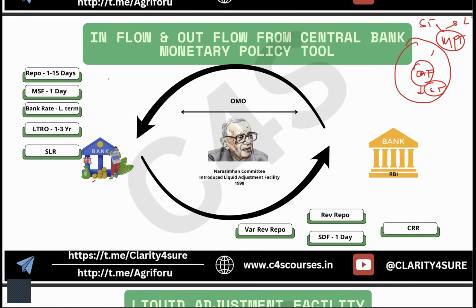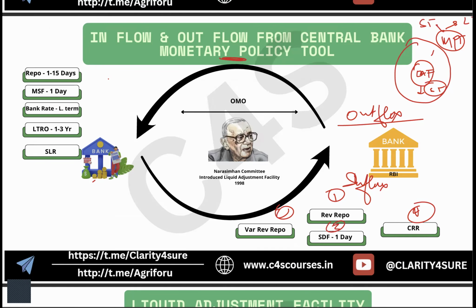Now, when we say this monetary policy tool, this tool helps in both influx of money into the RBI and outflux of money out of the RBI. When we say influx, that is money is coming, from which modes it is coming, which monetary policy tool we are using. The first is the reverse repo rate, right? The second is your variable reverse repo rate. The third is your SDF, standing deposit facility. And the fourth one is your cash reserve ratio. I will explain each, but first understand that money is flowing into the RBI. There is influx through these four modes: 1, 2, 3, and 4.